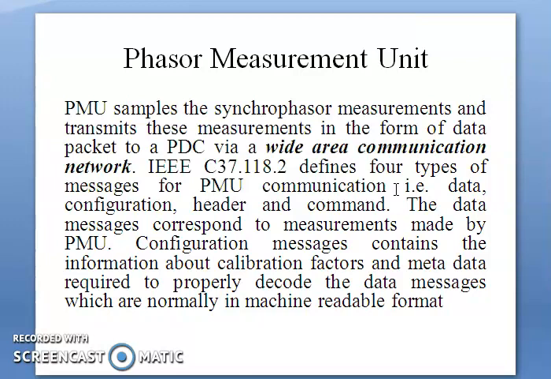In the next lecture, we will see what a wide area communication network is. Now, IEEE C37.118.2 defines 4 types of messages for PMU communication, that is data, configuration, header and command. The data message corresponds to the measurement made by the PMU. The configuration message contains the information about the calibration factors and the metadata required to properly decode the data messages, which are normally in machine readable format. So this is how a phasor measurement unit works in the case of a digital relaying system.